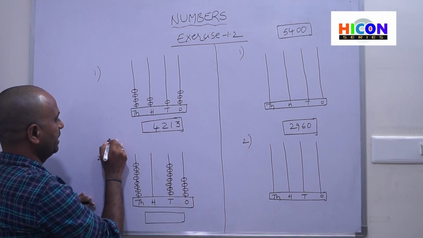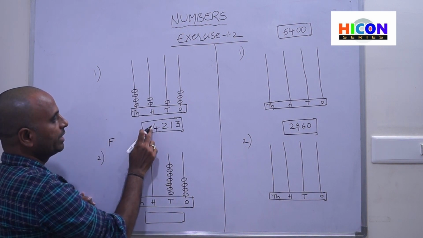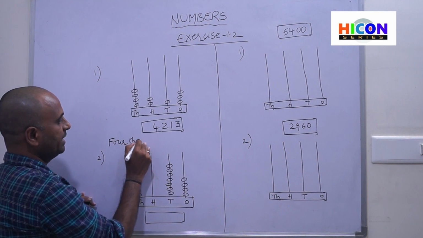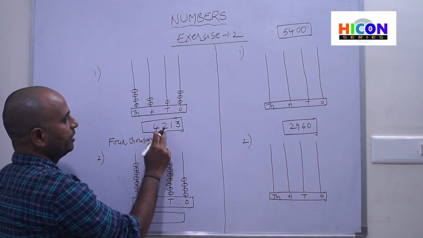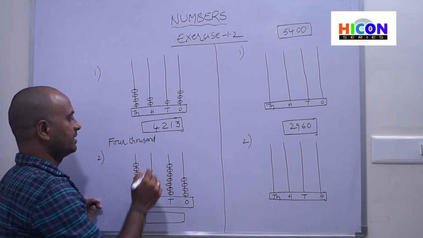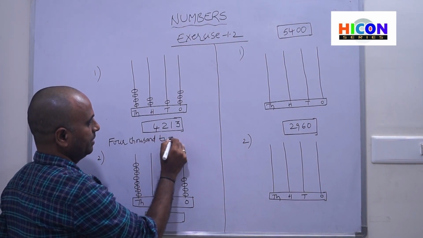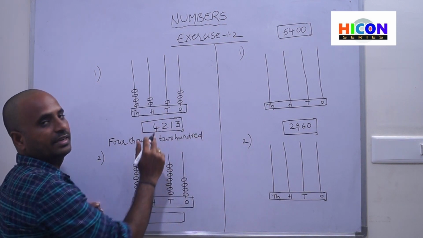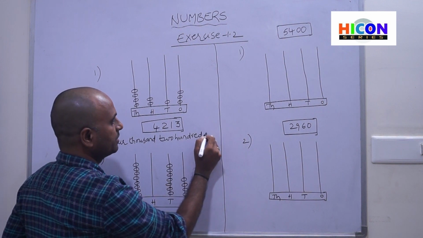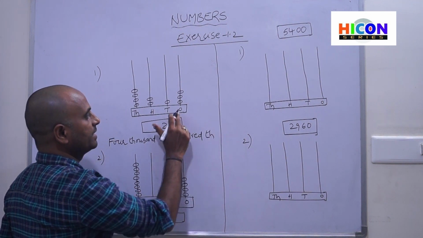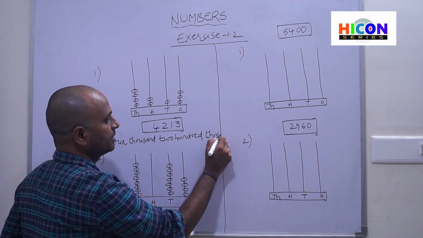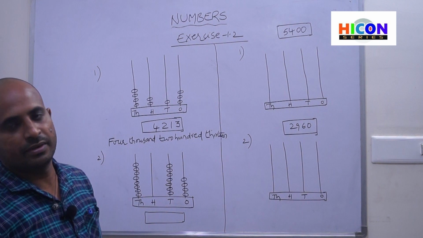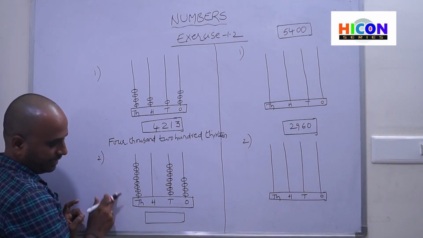If you write the number name, 4 is present in the thousands place, so it becomes 4000, and 2 is present in the hundreds place, so it becomes 200, and 1 is present in the tens place and 3 in the ones place, so it becomes 13. So this is the number name for the given number. In a similar way, look at the second problem.